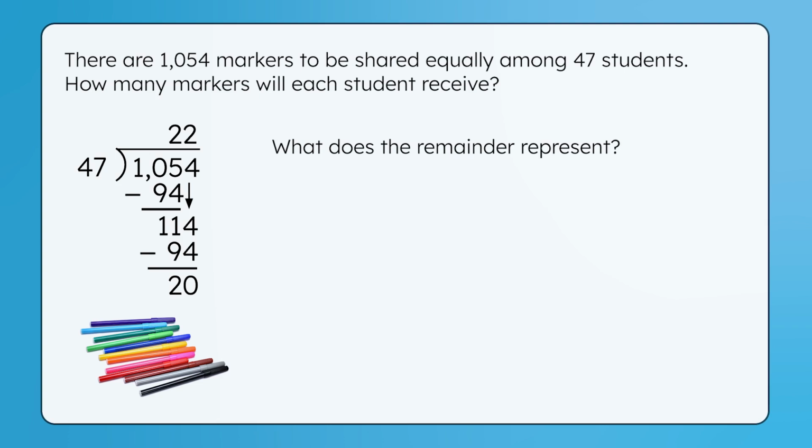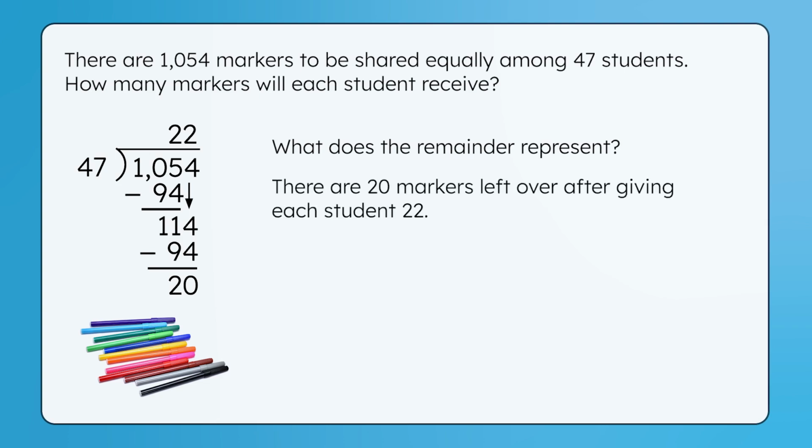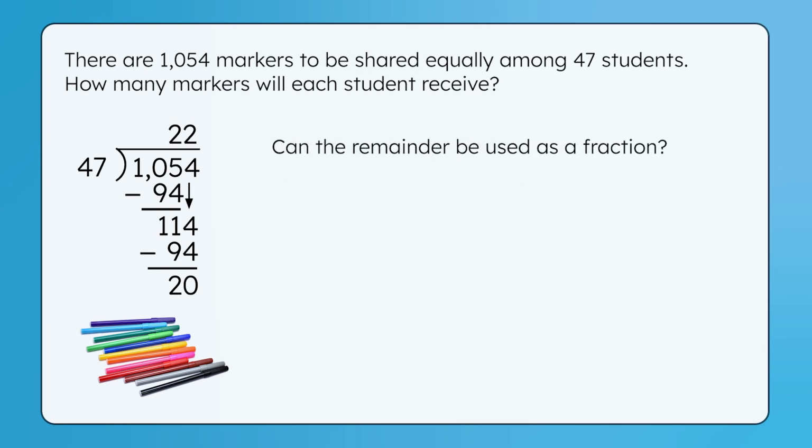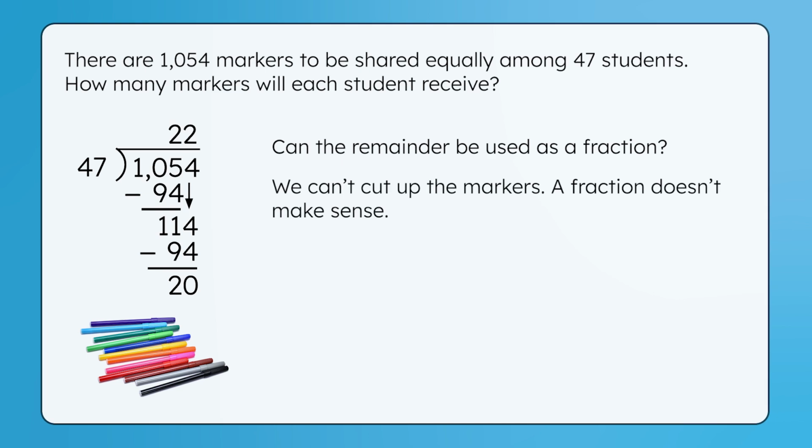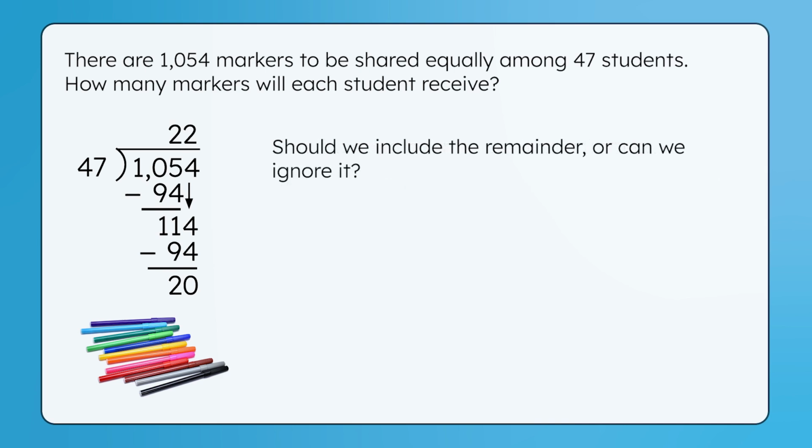The remainder tells us there are 20 markers left over after giving each student 22. Next, can the remainder be used as a fraction? Well, we can't cut the markers up to make 20/47ths of a marker, so a fraction doesn't make sense, and we need to consider other options. Should we include the remainder, or can the remainder be ignored? Pause again to record your thinking in your guided notes.